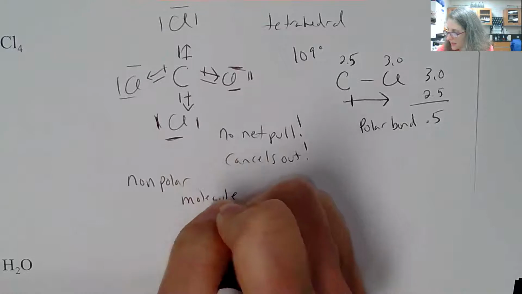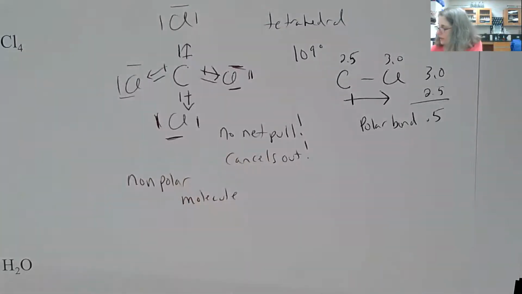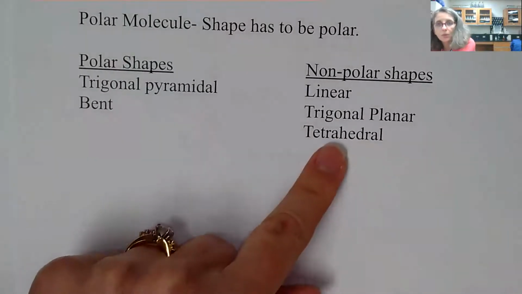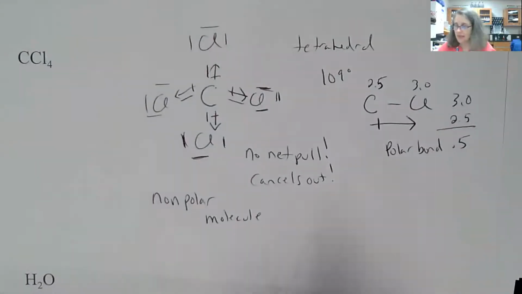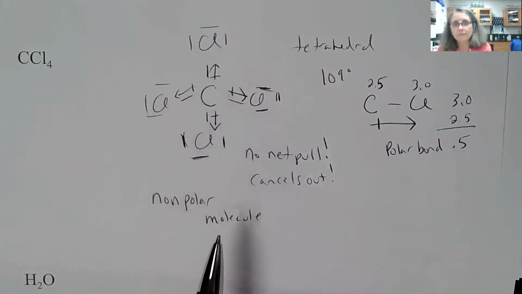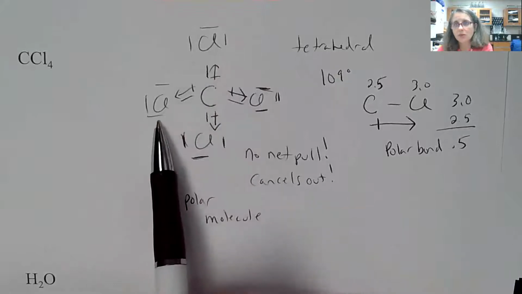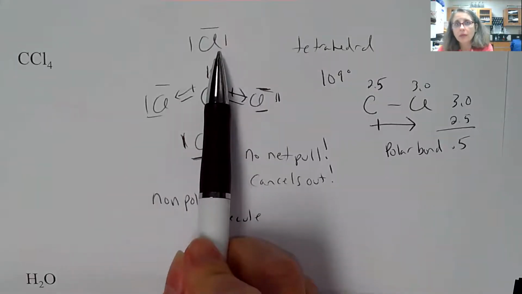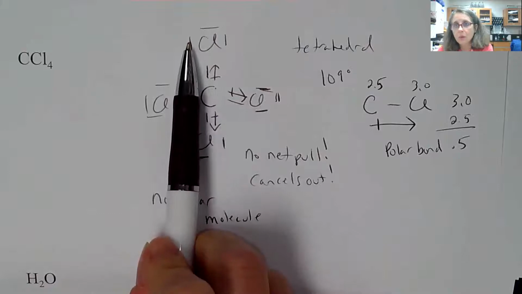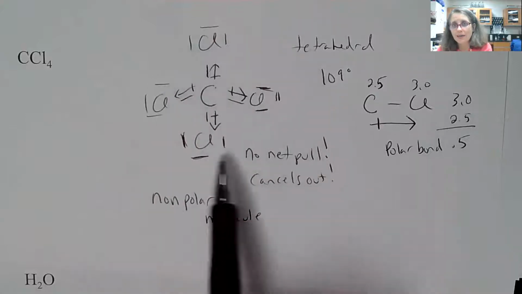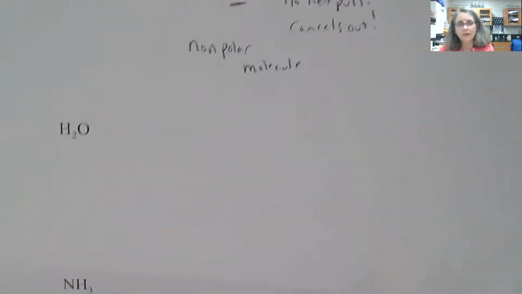And that is why I said that these particular shapes, tetrahedrals, tend to be non-polar, because if they all are pulling out at the same amount, you essentially have a canceling effect. Where it becomes polar is, what if I had something else attached here besides chlorine? What if one of these happened to be fluorine? Well, since fluorine is going to pull more, you're then going to make it a polar molecule. But if everything is the same on that central atom, it's going to be a non-polar molecule.